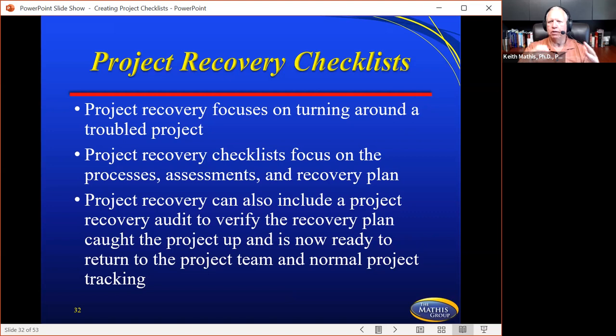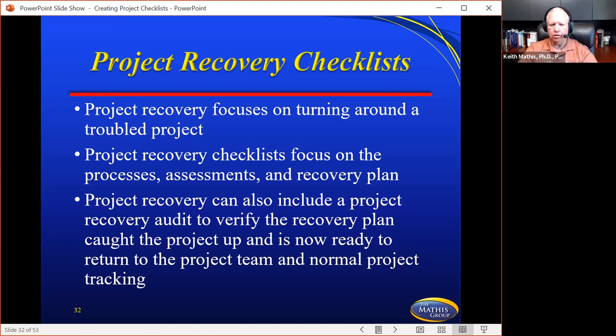That would be a checklist that would be very situational, because your project's running great and then all of a sudden, boom, something happens. And now you need a recovery plan to be able to move into a new plan or a new part of a plan for a section of the project to get it back on track.